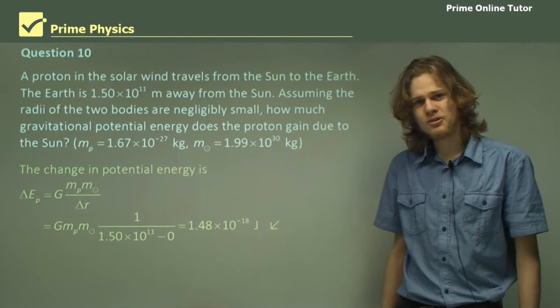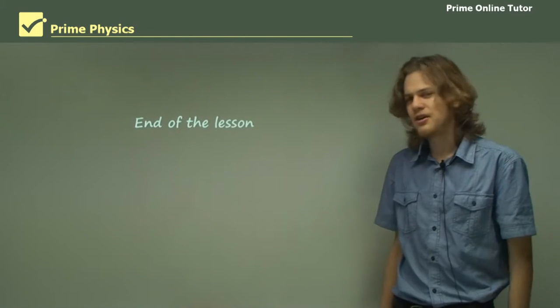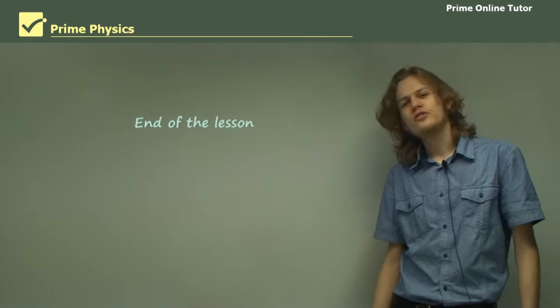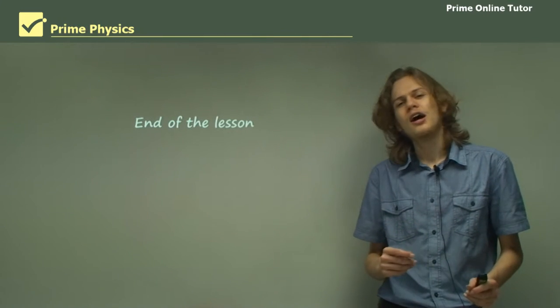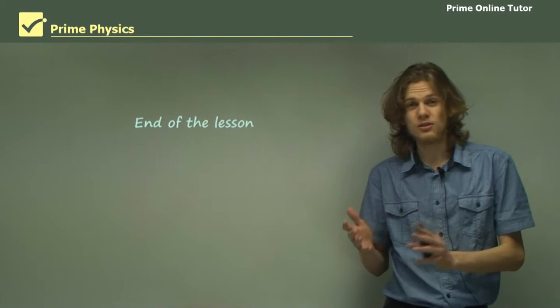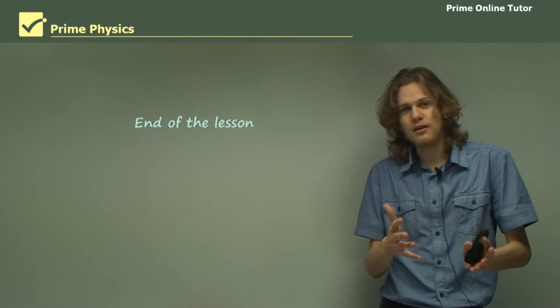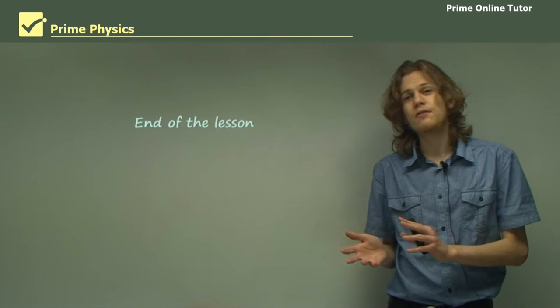All right, so that's the end of the questions, and it's the end of the lesson. So in this section we've learned about gravitational acceleration and how to measure it, as well as gravitational potential energy, how to estimate that, and how it's converted into different forms of energy.